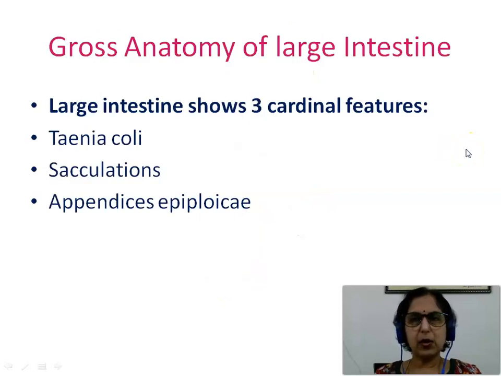Gross anatomy of large intestine. Large intestine shows three cardinal features: tinea coli, saculations and appendices epiploicae.